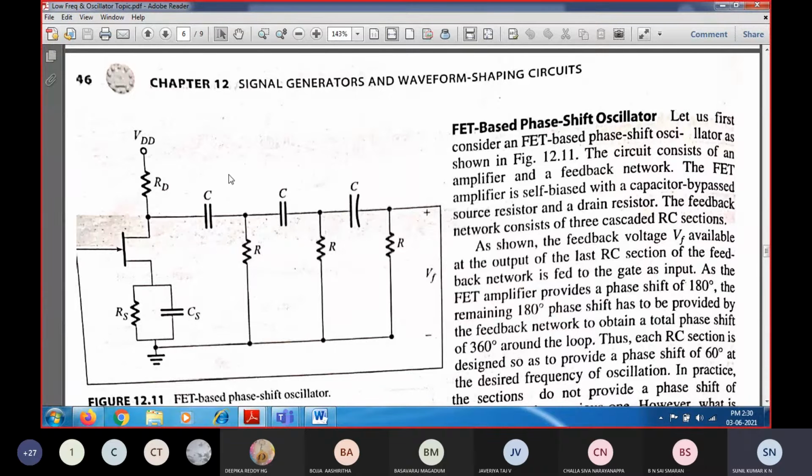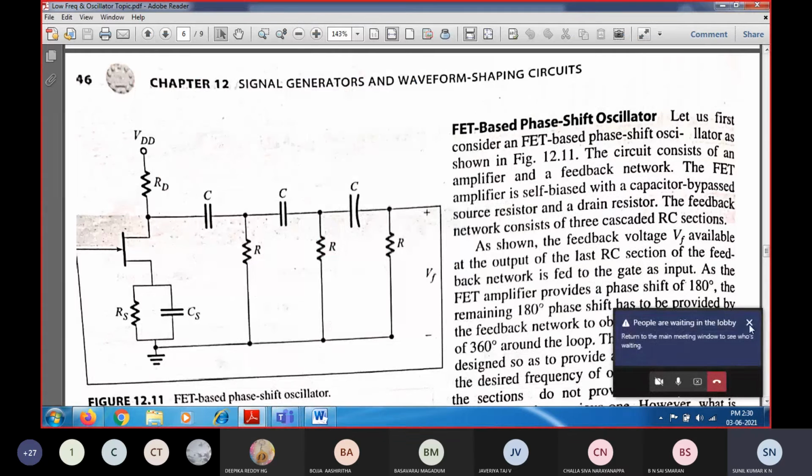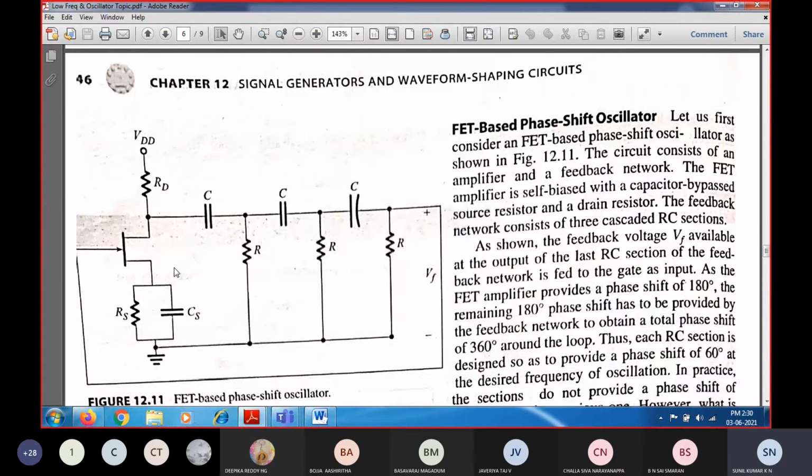So in one of the cases, we are going to start with the RC phase shift, or FET based RC phase shift oscillator. You can see this is a circuit diagram of an FET based RC phase shift oscillator, in which we are going to use this FET as an amplifier, and this RC network which has been developed, we are going to take it as a feedback network.